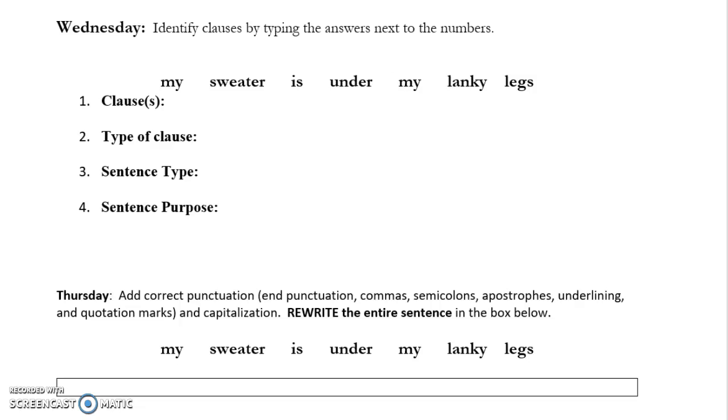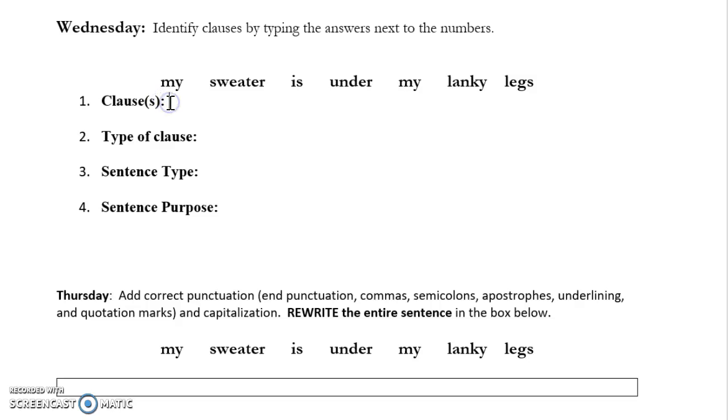So is it an independent clause or a dependent clause? Independent clauses are sentences that can stand alone. They're complete sentences. Dependent clauses are sentence fragments. They cannot stand alone. Okay? So when we look at our sentence, my sweater is under my lanky legs, that is actually just one idea. It is one complete sentence.